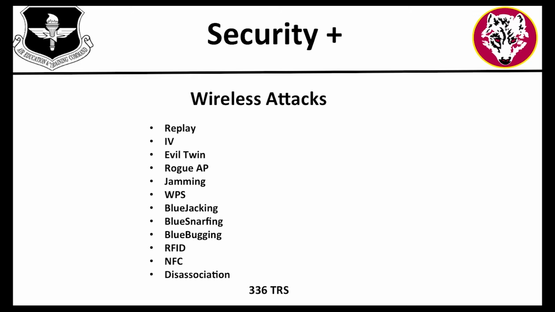I'm going to be going through a series of types of attacks dealing with wireless communications, wireless attacks. And as you can see, we have a handful of them down here. The replay, the IV attack, evil twin, rogue access points, jamming, WPS, Wi-Fi Protected Setup, bluejacking, bluesnarfing, bluebugging, RFID, NFC, and disassociation, or some references may have it as deauthentication.